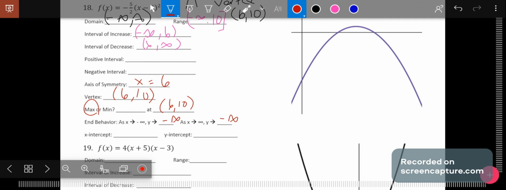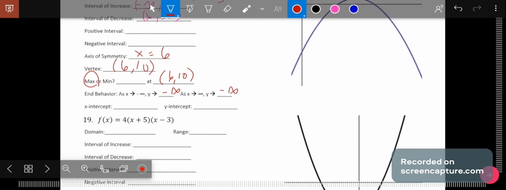For your intercepts, this will be where you just go back into Desmos. Tell me where it touches the x-axis, where it touches the y. Same thing for your positive intervals and your negative intervals. So just make sure that you're using Desmos. You can also check the answer key that is posted to find these correct answers.